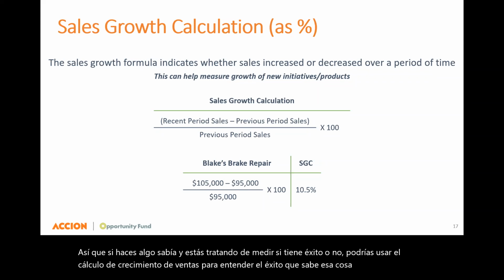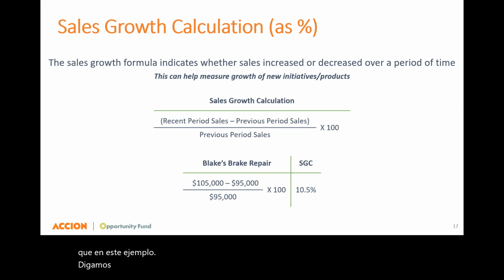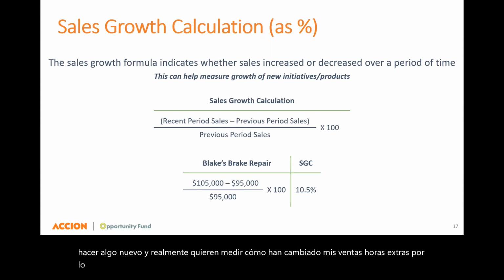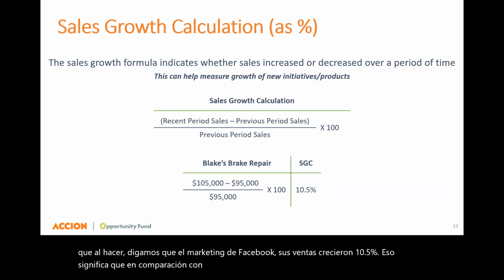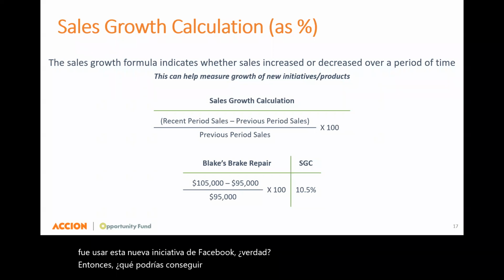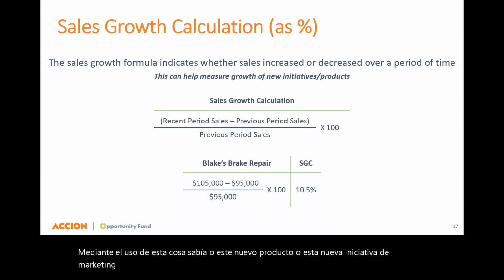So in this example, let's say that Blake started marketing on Facebook or doing something new, and they really want to gauge how their sales have changed over time. So by doing, let's say, Facebook marketing, their sales grew 10.5%. So that means that compared to 2018, in 2019 he got 10% more sales because of this new initiative. Let's say that he did nothing else new. The only thing that he did differently was he used this new Facebook initiative, right? Then what you could attain from this information was that by using this new product or this new marketing initiative, his business grew 10%. And that's great to know, right?